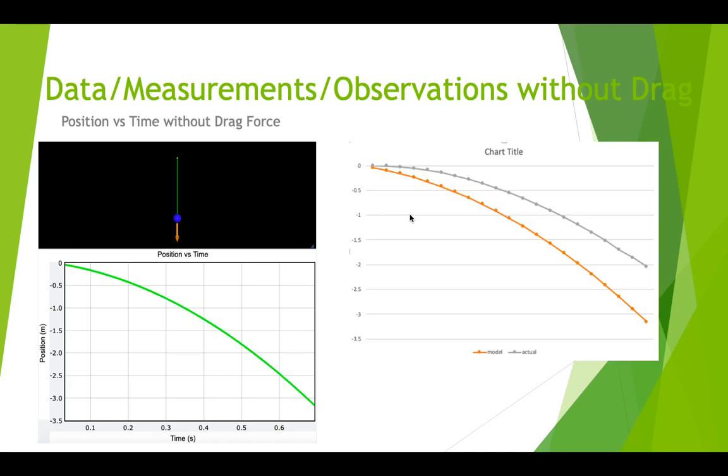When looking at the observed data versus the modeled data, we can see that the position versus time graphs are very different due to the fact that the drag force is not taken into account. This orange line is the modeled data from GlowScript, and the gray is the data from Tracker. This difference is because of the force of drag, and we will continue to look at other models with the force of drag.